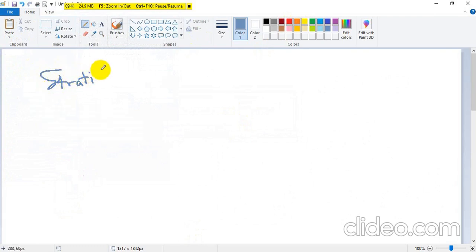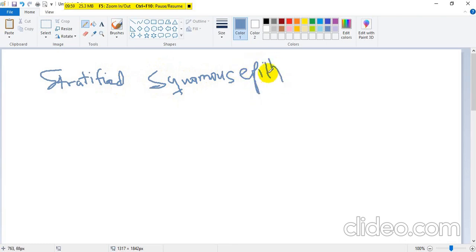Stratified squamous. You will do this in histopathology, epithelium or epithelial cells. Stratified squamous epithelial cells. So that's the outermost.